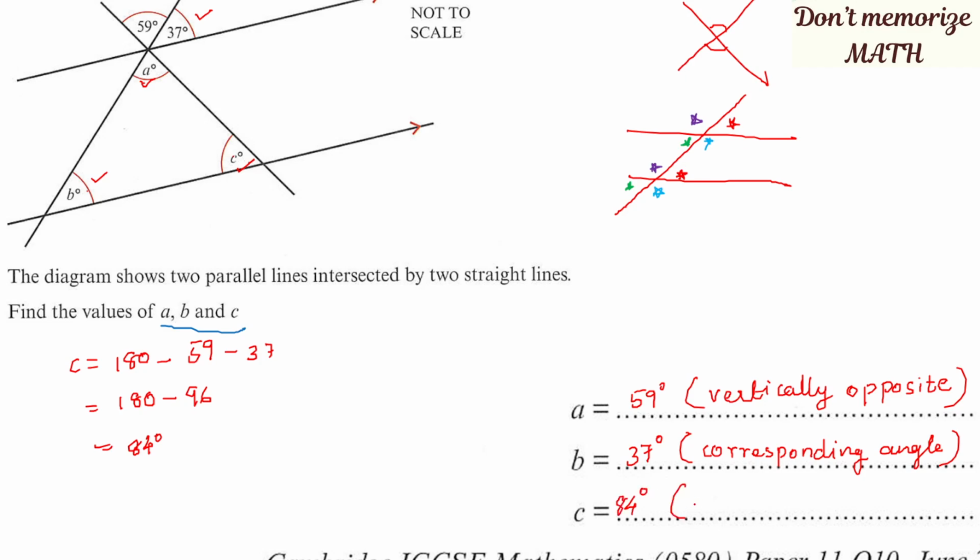The reason is the angle sum of a triangle is 180 degrees. I hope question number 5 is clear for you.